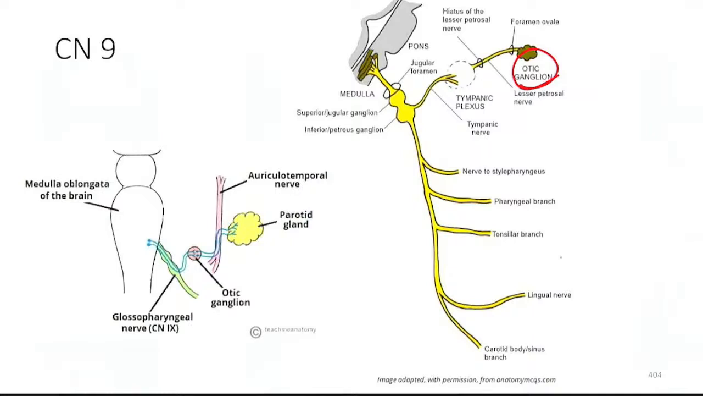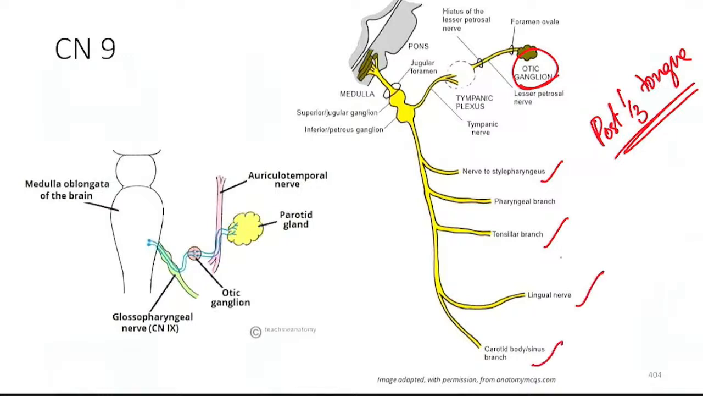Extra things: the glossopharyngeal nerve is not as important as the facial nerve. So just remember the posterior one-third of the tongue is supplied via the glossopharyngeal nerve, and the nerve supply to the stylopharyngeus, then the tonsils, the carotid body or carotid sinus, everything is via the glossopharyngeal nerve.